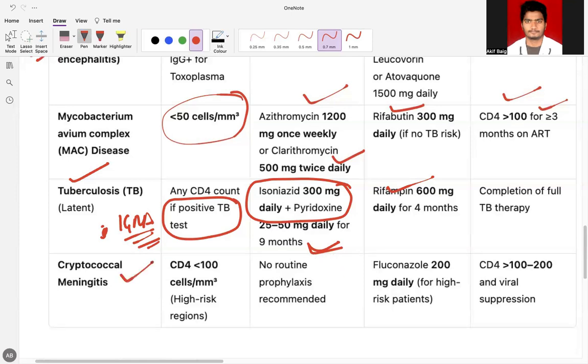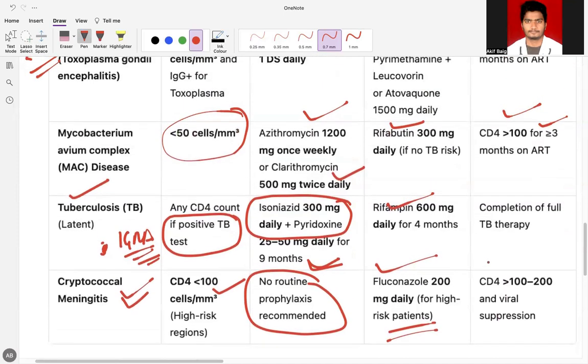For cryptococcal meningitis, usually no routine therapy is recommended, but if you want to give it, you can give it if the CD4 count is less than 100. The drug of choice is fluconazole 200 mg daily, which can be given only for high-risk patients and is not routinely recommended here. And if the CD4 count is more than 100, you can stop that.